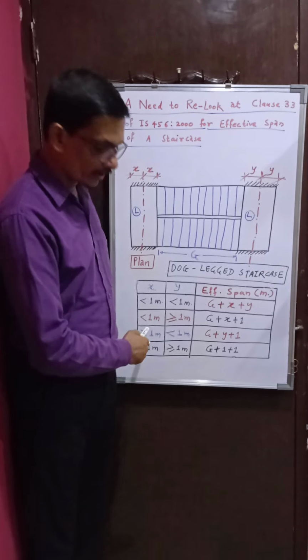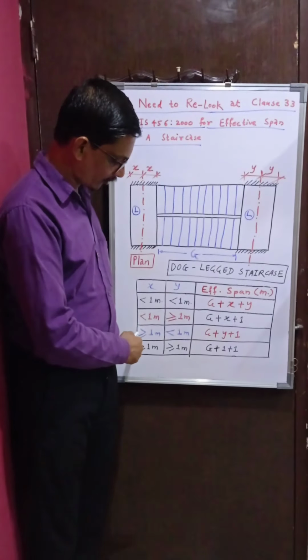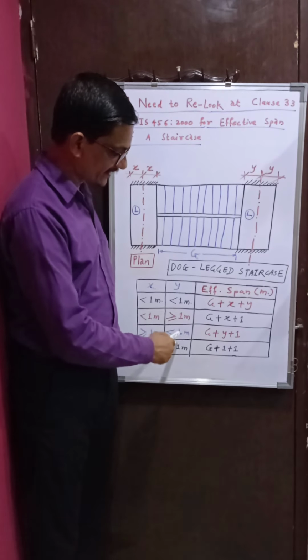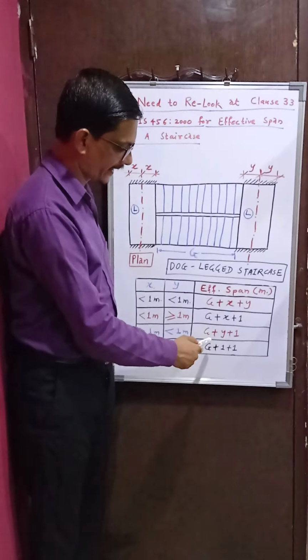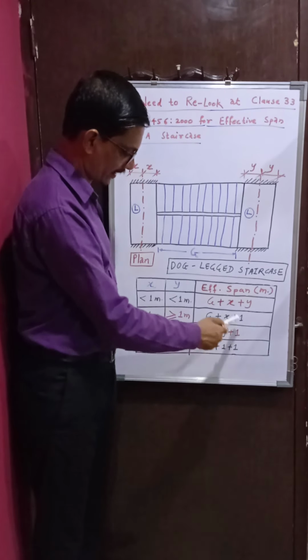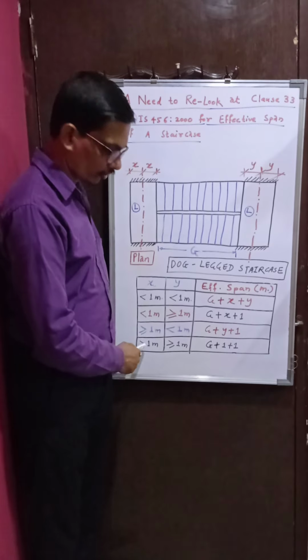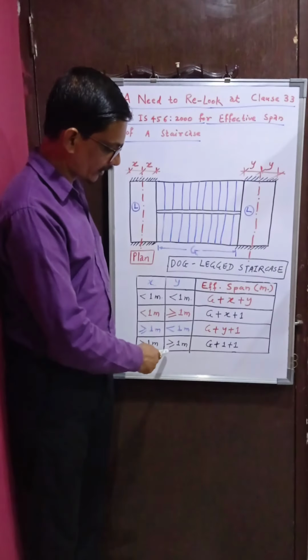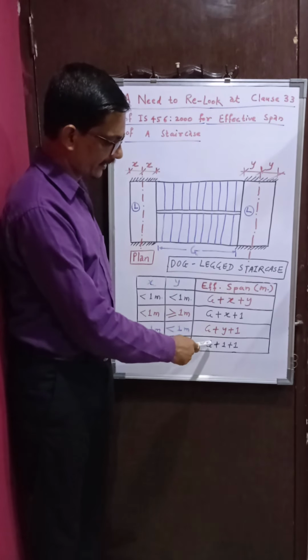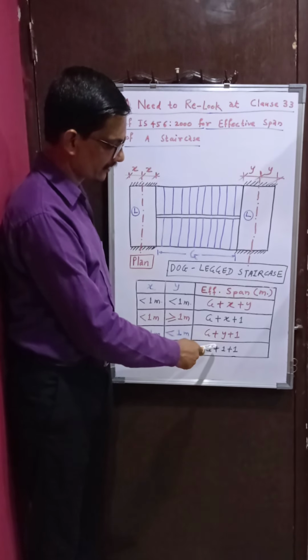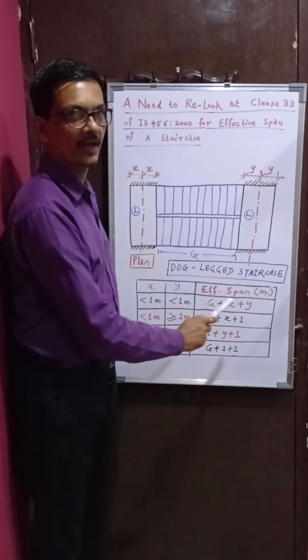Third, it says that if x is greater than or equal to 1 meter but y is less than 1 meter, then the effective span should be taken as g plus y plus 1. And finally, if x is also greater than or equal to 1 meter and y is also greater than or equal to 1 meter, then the effective span should be taken as g plus 1 plus 1.